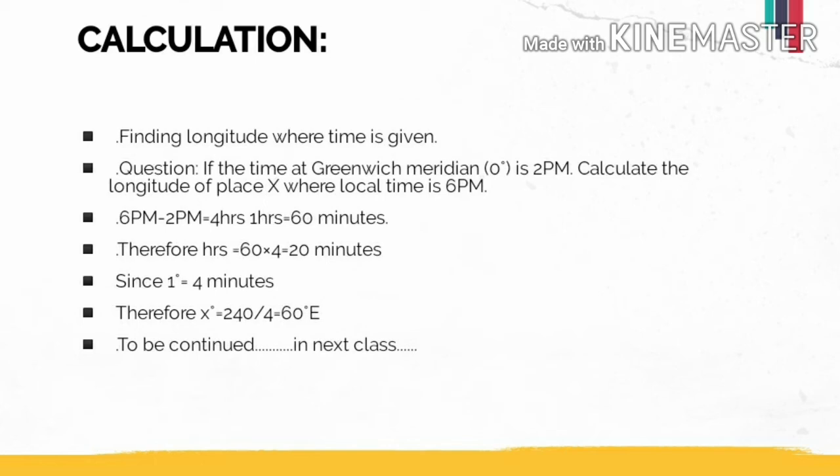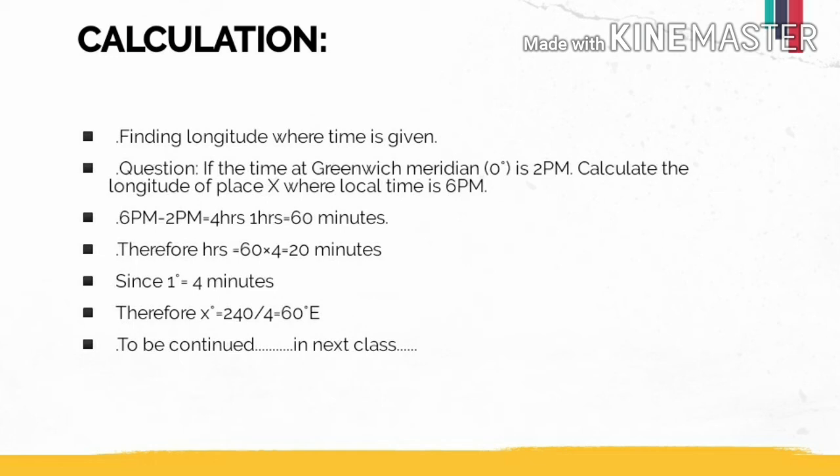Now the next step is that the answer of the second step, meaning the 240 minutes, will have to be divided by 4. Why does it have to be divided by 4? Because 1 degree equals 4 minutes. Now you are converting those minutes into degrees. When you divide 240 by 4, it comes to 60 degrees.